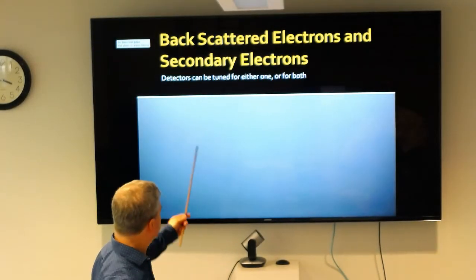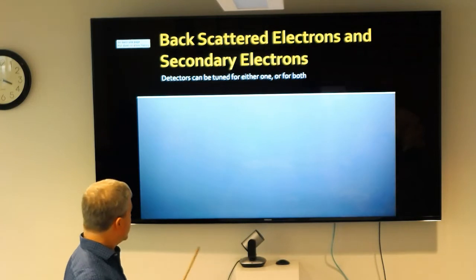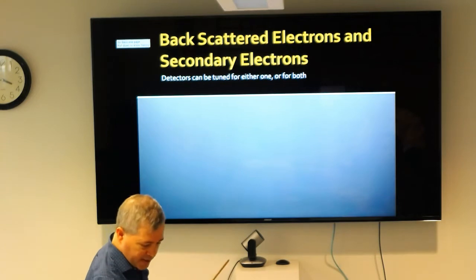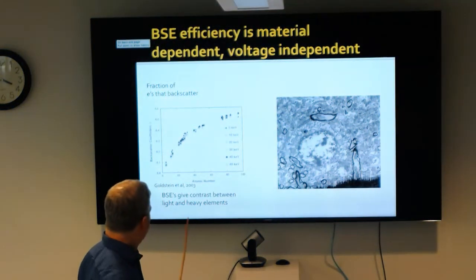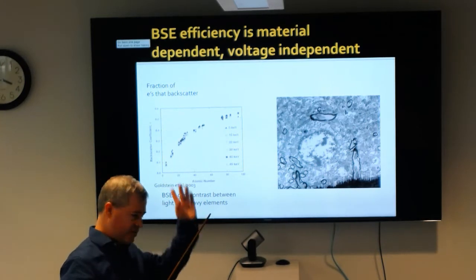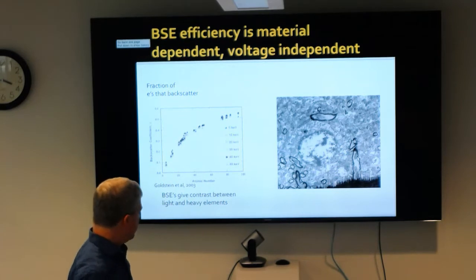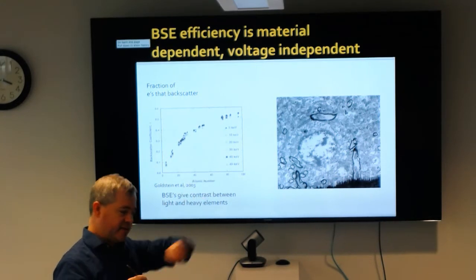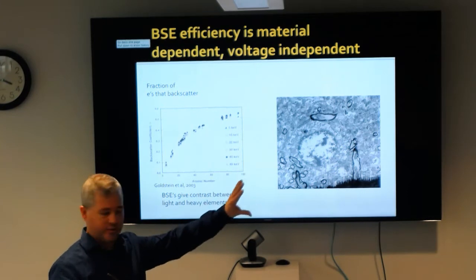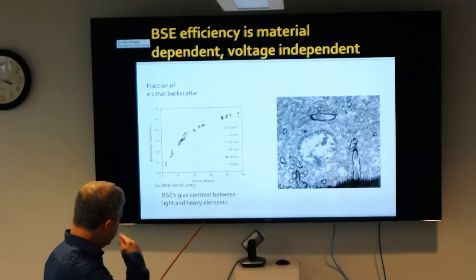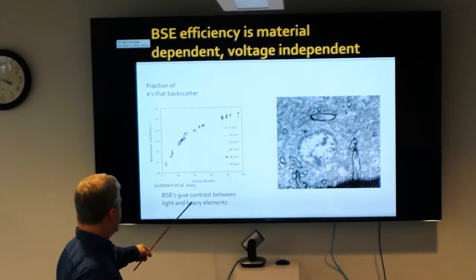So I'll talk a little bit next about the two types of electrons that we can detect on the detectors here, which are backscattered electrons and secondary electrons. Backscatter electrons basically means it hits the sample and then bounces back towards the detector, back outside of the sample. Whereas secondary ones are made more from inelastic scattering, where it hits the sample, deposits a little bit of energy, and where it hits, it releases a secondary electron. So backscatter electrons give a contrast between light and heavy elements.